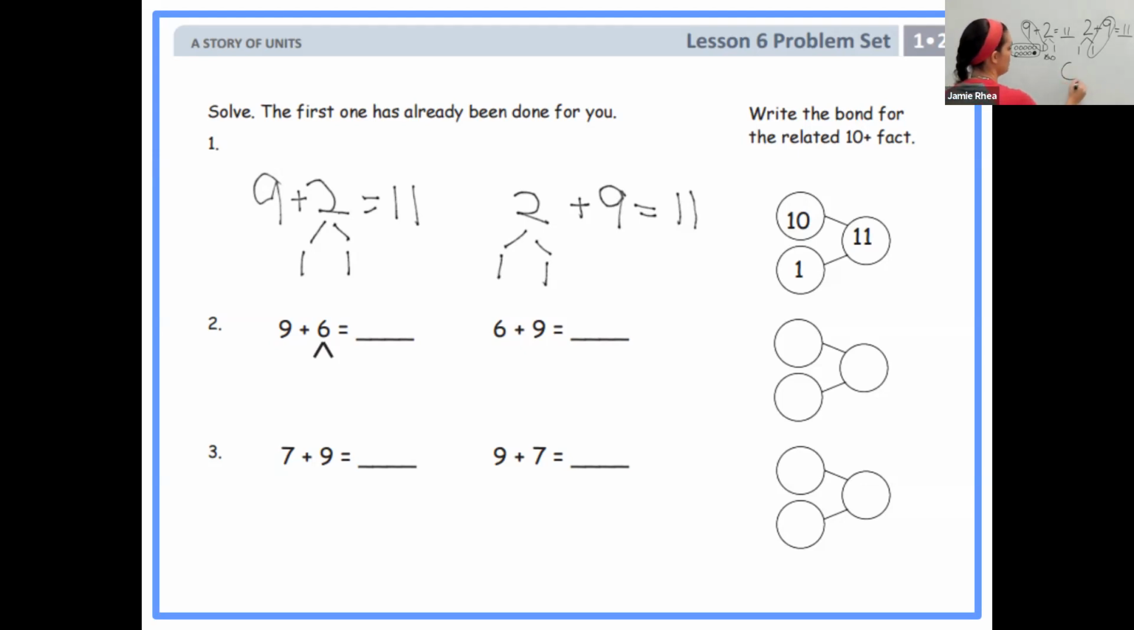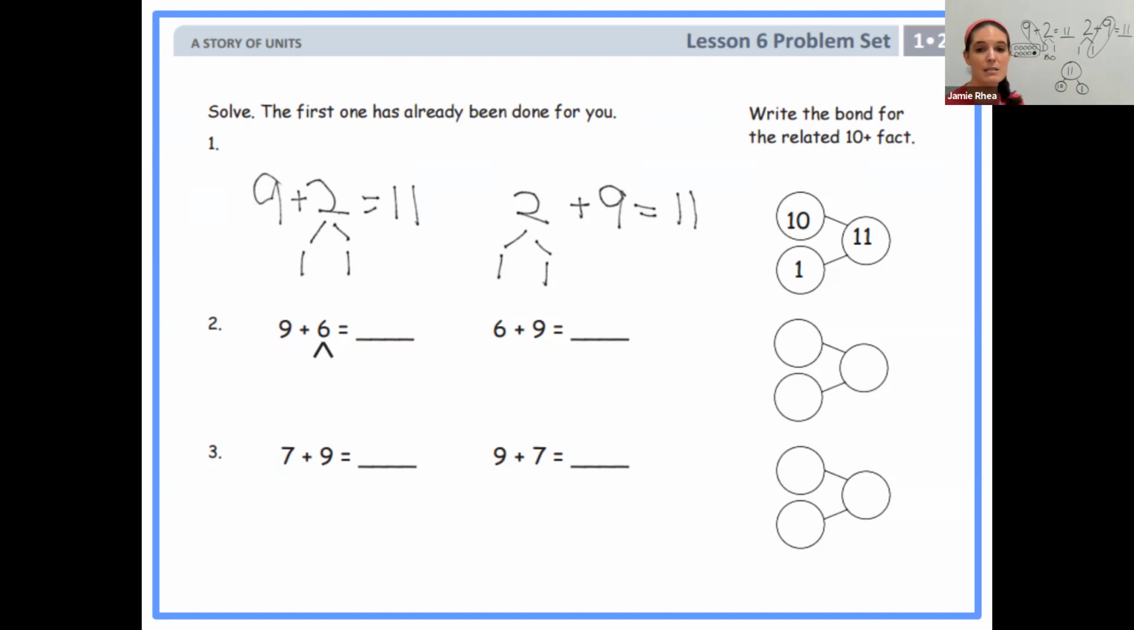So if I've got my number bond, I had 10 in one of them and 1 in the other part, and it made 11. 11 is my total. I had 10 and 1.